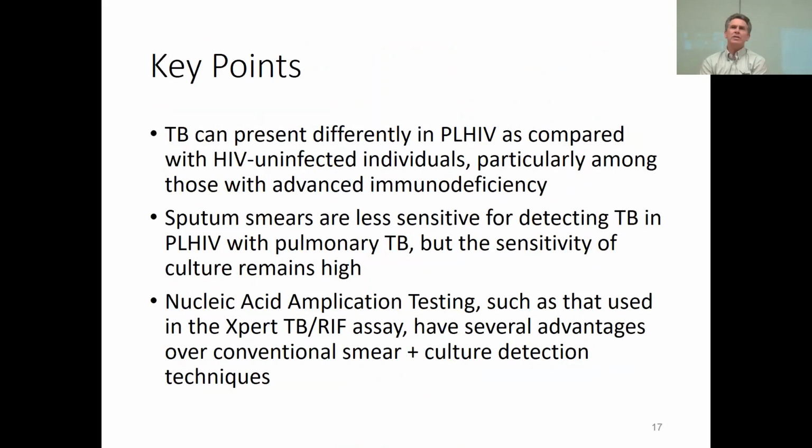So just to wrap up with our key points, tuberculosis can present differently in persons living with HIV as compared with HIV uninfected individuals, particularly among those with advanced immunodeficiency. The key differences being that chest X-ray manifestations can be very different and more subtle in people with HIV and advanced immunodeficiency, and extrapulmonary TB manifestations are more common in those individuals as well. Sputum smears are less sensitive for detecting TB in HIV-infected patients with pulmonary TB, but the sensitivity of culture remains high and is not at all diminished by HIV infection or advanced immunodeficiency.